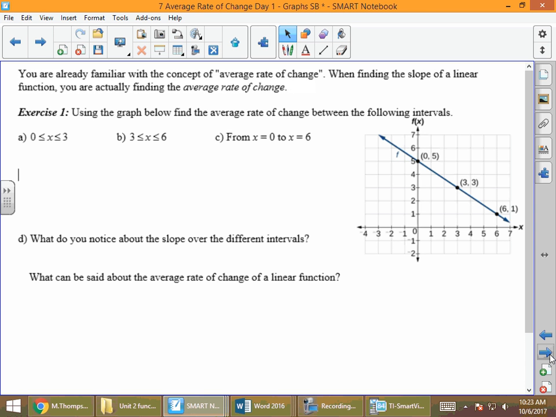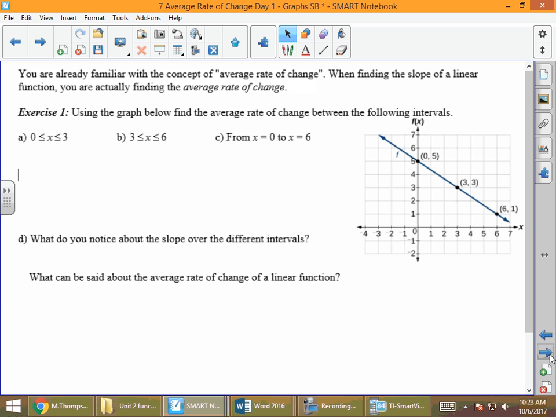So slope equals the average rate of change. Now, we're going to look at it from a different perspective. We're given intervals to look at on this graph. Starting with, it says use the graph below, which is actually to the right, find the average rate of change between the following intervals. Well, x is between 0 and 3 is how we can read letter A.